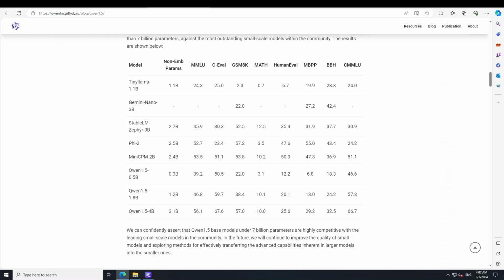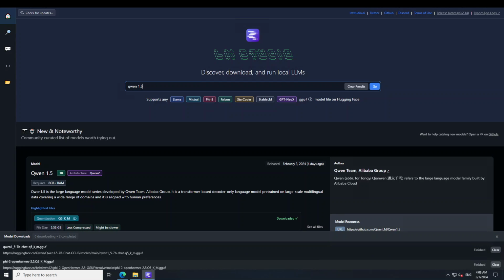Okay, enough with the theory. Now let's see how we can install it locally and then play around with it. The tool which I'm going to use with it is LM Studio, and make sure that you download the latest LM Studio version.